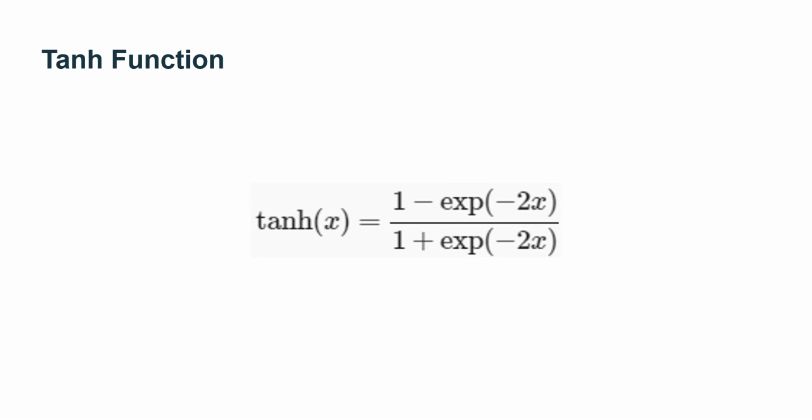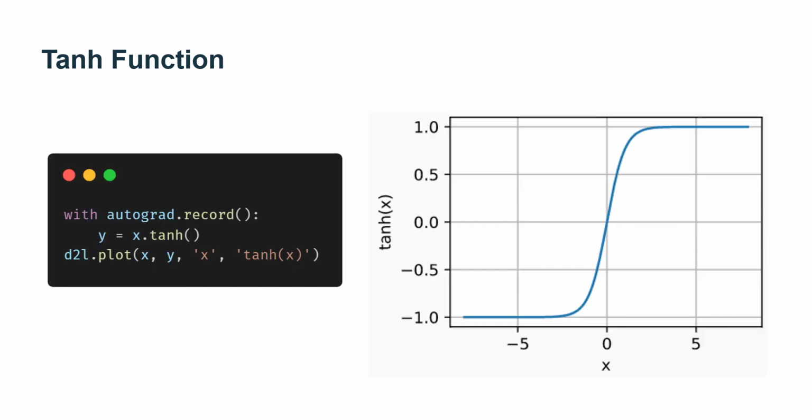Tanh function. Like the sigmoid function, the hyperbolic tangent function squashes its inputs, transforming them into elements on the interval between -1 and 1. We plot the tanh function below.